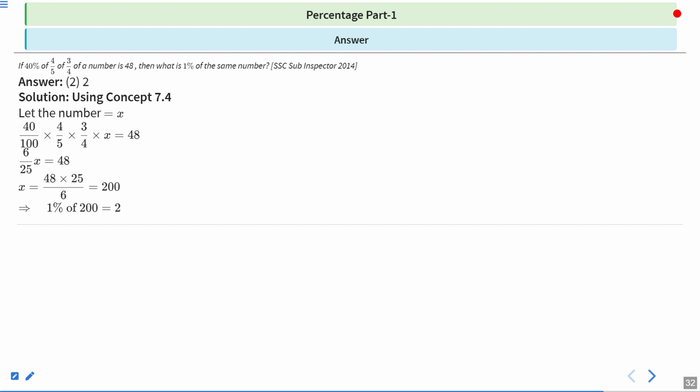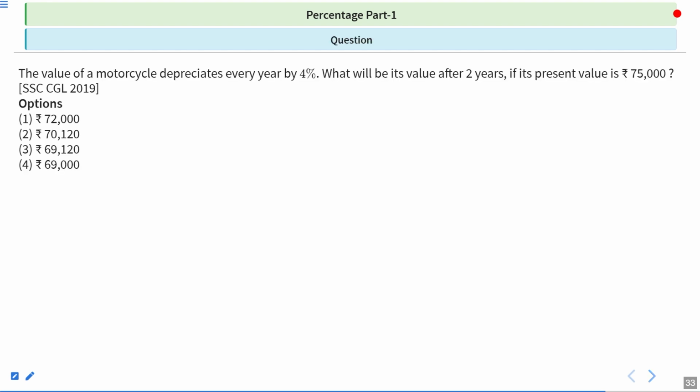Next one. The value of a motorcycle depreciates every year by 4%. What will be its value after 2 years if its present value is rupees 75,000? This question was asked in the SSC CGL exam 2019. There are four options. First one is 72,000. Second one is 70,120. Third one is 69,120. And fourth one is 69,000. Now you have 10 seconds to solve this question. Your time starts now.